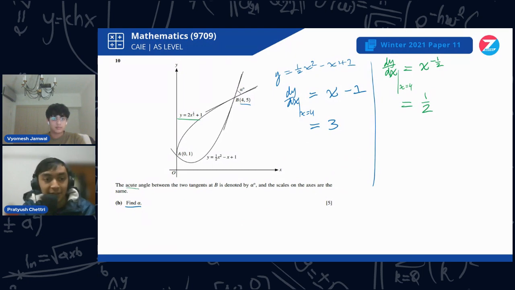But the trick is you want to find the angle between these two lines of gradient, this and this. So I'll try to draw it sort of to scale. Here's our gradient 1/2. And here's our gradient 3. And I want to find the angle alpha.